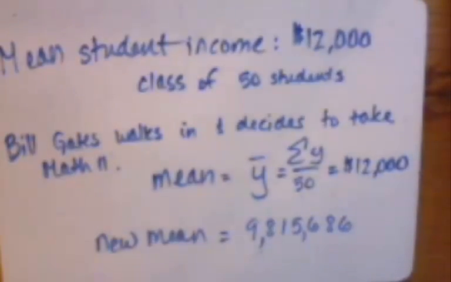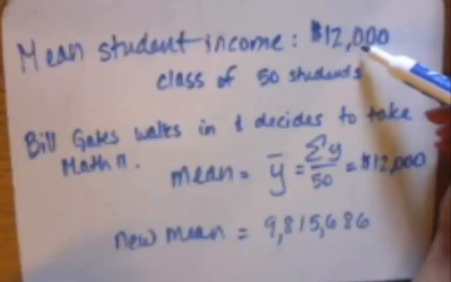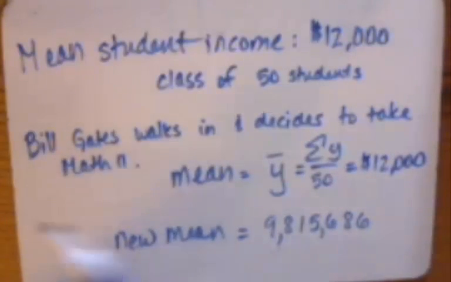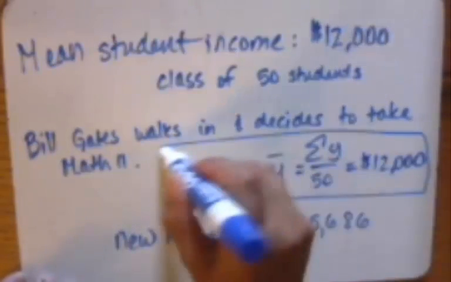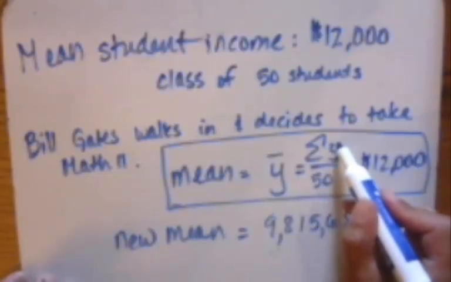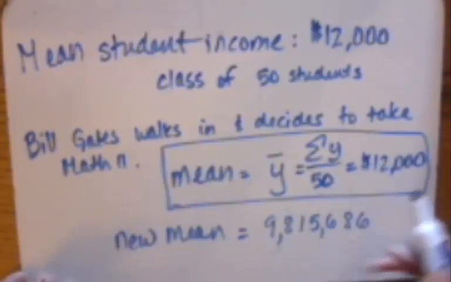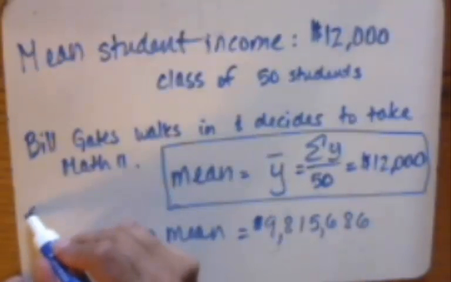The mean is not resistant to outliers. So, for example, if the mean student income in my class of, let's say, 50 students is $12,000, then let's just say somebody really rich decides to take my class. Let's say Bill Gates decides to take Math 11. So he's my 51st student. So the prior mean was y bar, or the sum of all the y values, the sum of all the values of the income of each student in my class, divided by 50, which is 12,000.